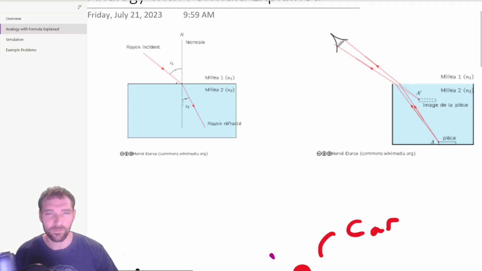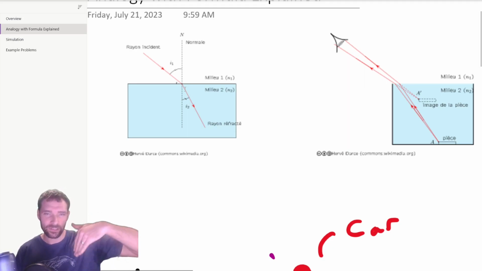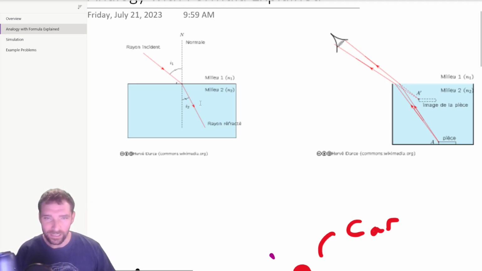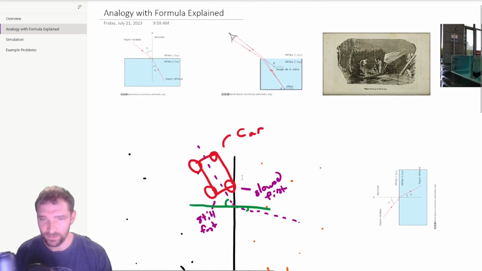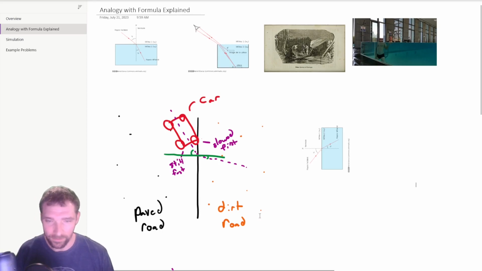And people get a little bit confused with, okay, if I'm going into the more dense medium, how is it turning? Is it turning towards the normal line or away from the normal line, and why? And there's this analogy that I like to do with a car going on a paved road and a dirt road, which will really help us understand this.